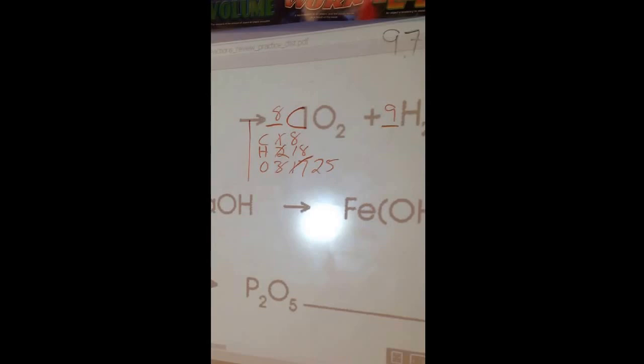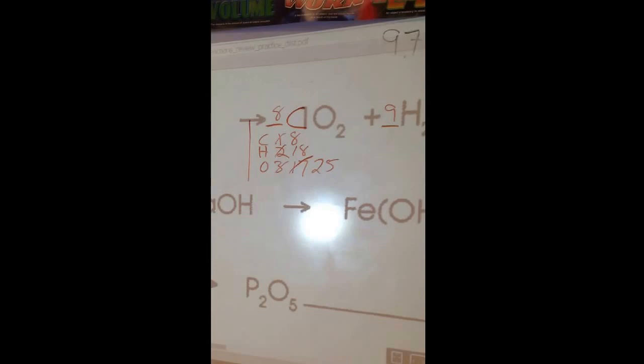Okay, but we can't use a half coefficient. So what we're going to have to do is, we have that half in there, we'll just double everything. So we have a 1 there, 12 and a half, 8, and 9. So we're just going to go and double everything. Okay, so now we've done that. So once we double everything, we have 2, 25, 16, and 18.